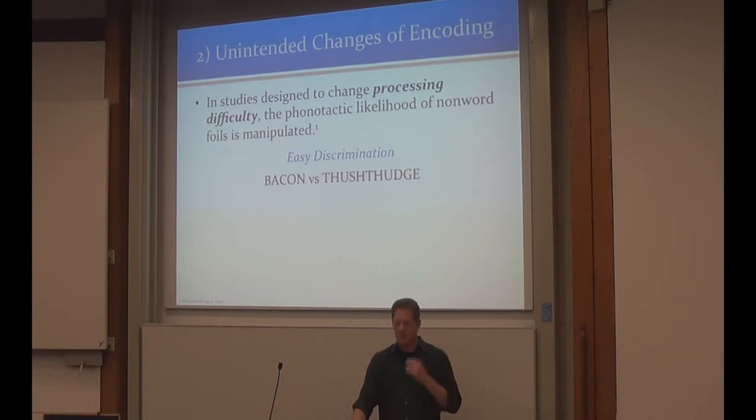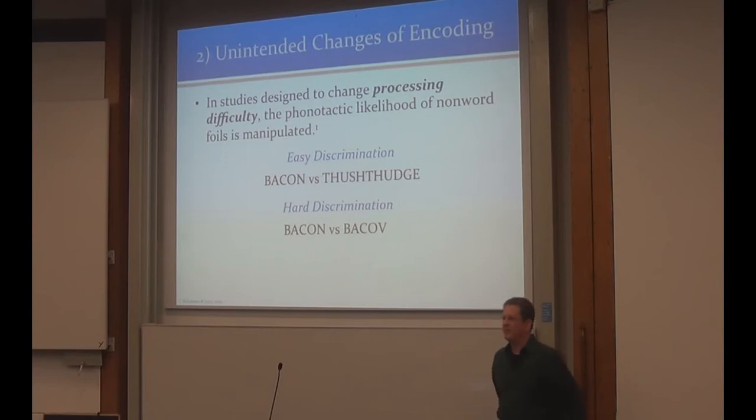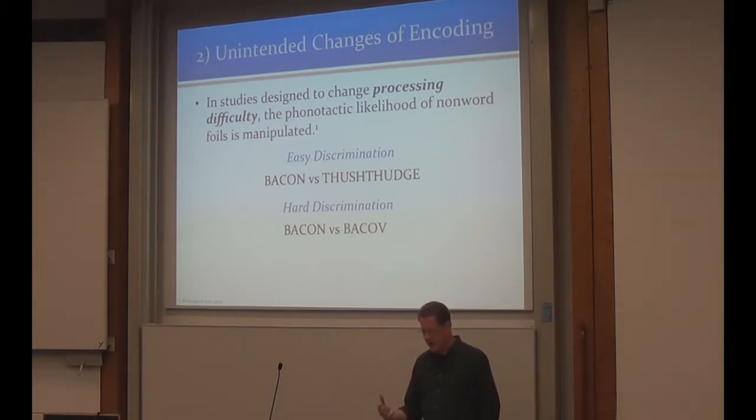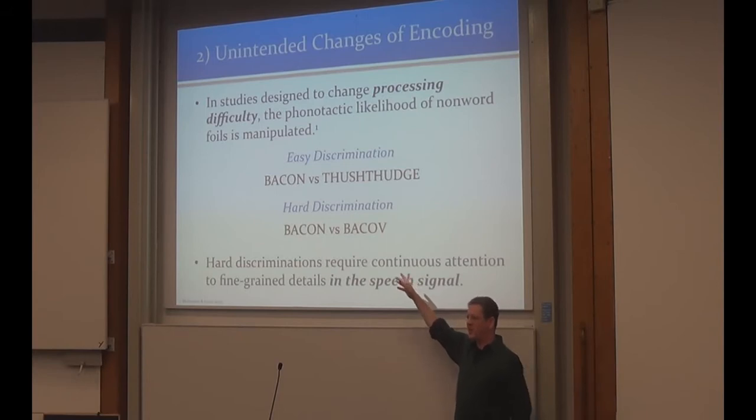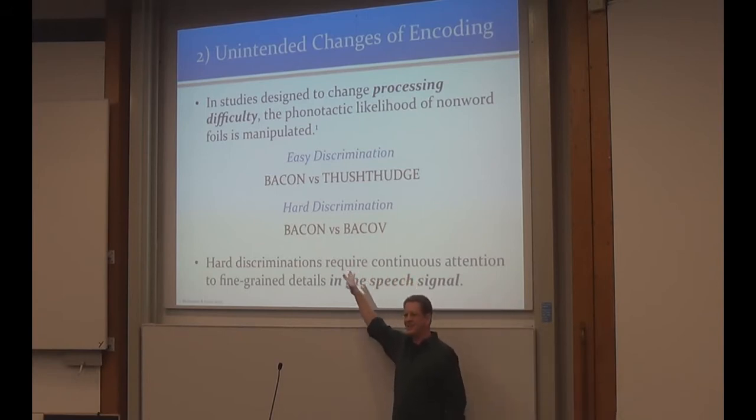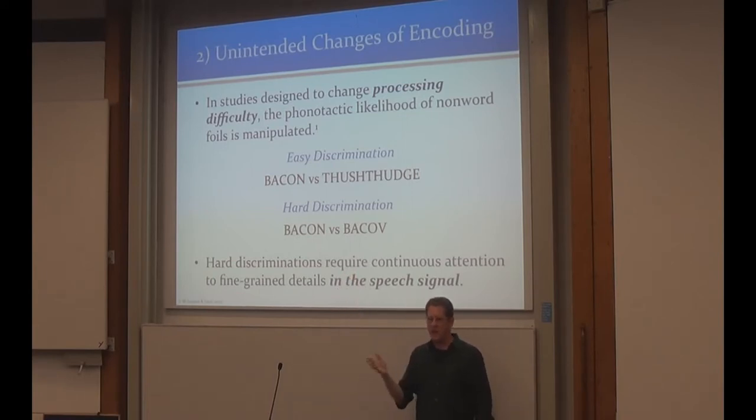And sure enough, I showed you, people are fast in the easy condition. The hard discrimination was bacon versus bake-off. It's identical up until the last segment. And these are being distributed in time because they're spoken words. So one of the things that they argue is that people only really show voice effects in the hard condition. Well, you only really have to listen to the stimulus carefully in the hard condition. So the encoding conditions aren't equivalent across the easy and hard conditions, which makes it, to me, an uninterpretable experiment.